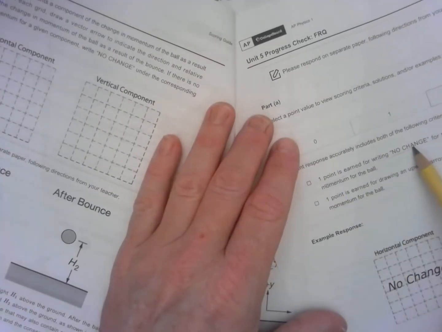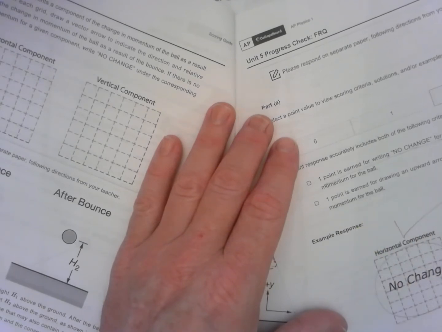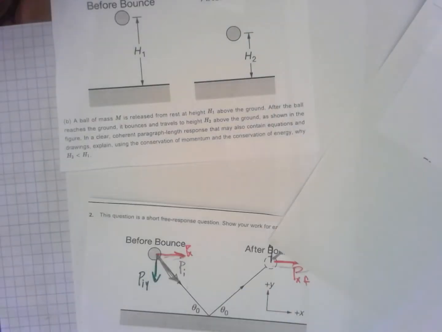1 point is earned for writing no change in the horizontal component. 1 point is earned for drawing an upward arrow, vertical component of the change in momentum of the ball. Just an upward arrow. And why did they say that bit about scaling? Well, mine was more thorough.